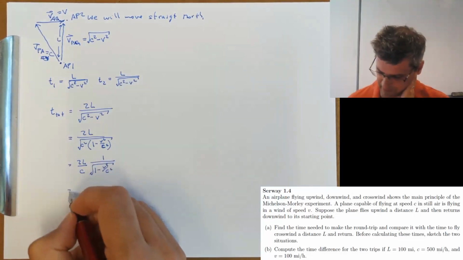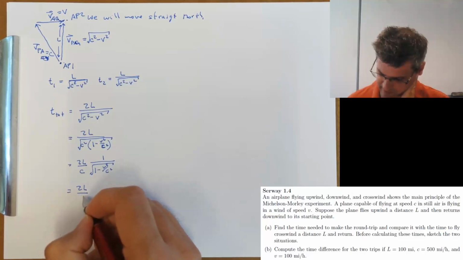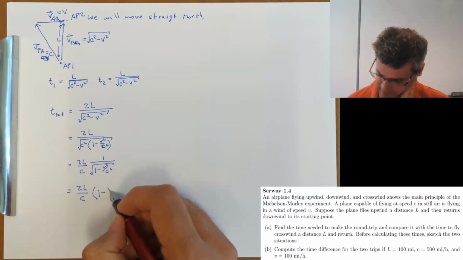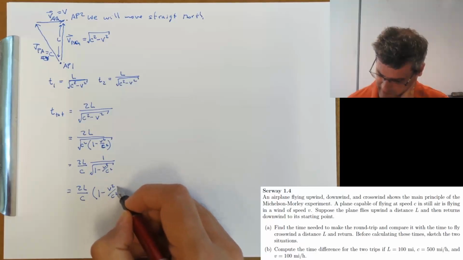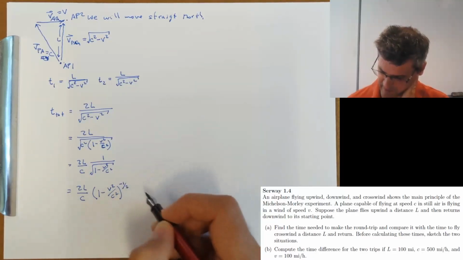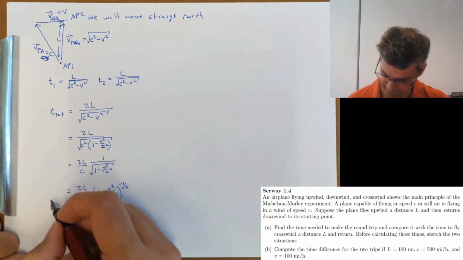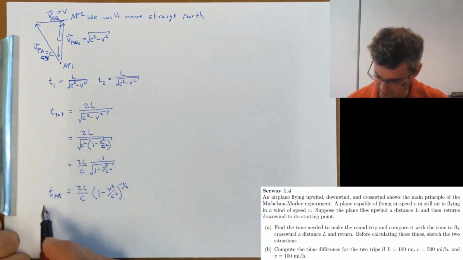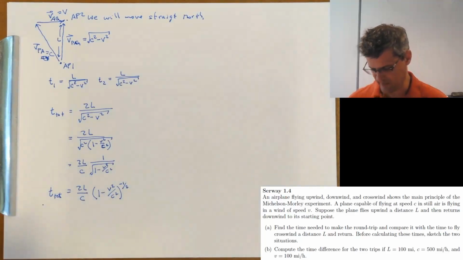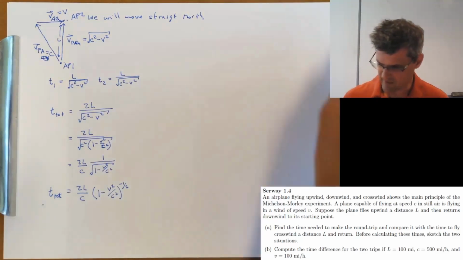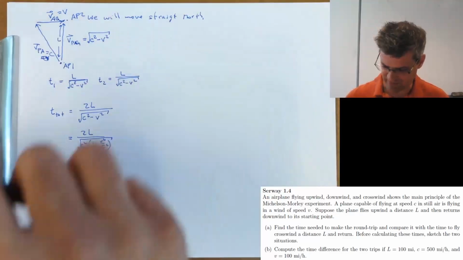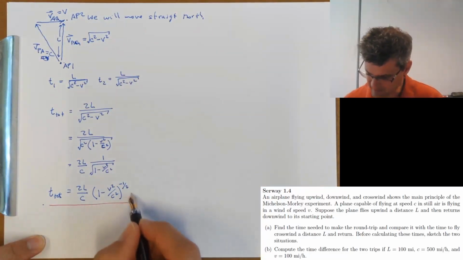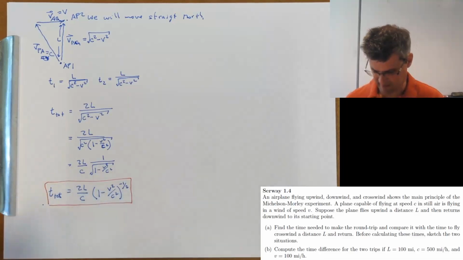Like so, which can be written as 2L over c, 1 minus v squared over c squared to the minus 1/2 power. So with this orientation of wind, airport orientation, and direction that I need to fly, this is how long it takes.